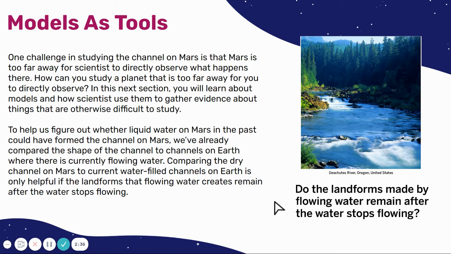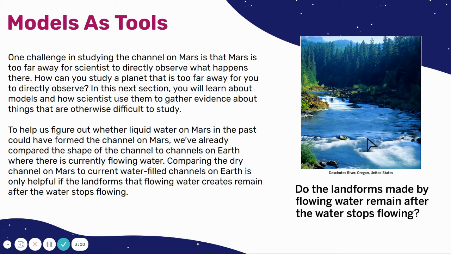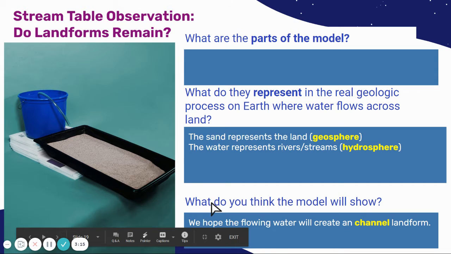To help us figure out whether liquid water on Mars in the past could have formed the channel on Mars, we've already compared the shape of the channel to channels on Earth where water is currently flowing. Comparing the dry channel on Mars to the current water-filled channels on Earth is only helpful if the landforms made by flowing water remain after the water stops flowing. So one of our questions today is, do the landforms made by flowing water remain after the water stops flowing? If I were to stop the water on this creek here, would the remaining landform still be there, or would it possibly collapse?